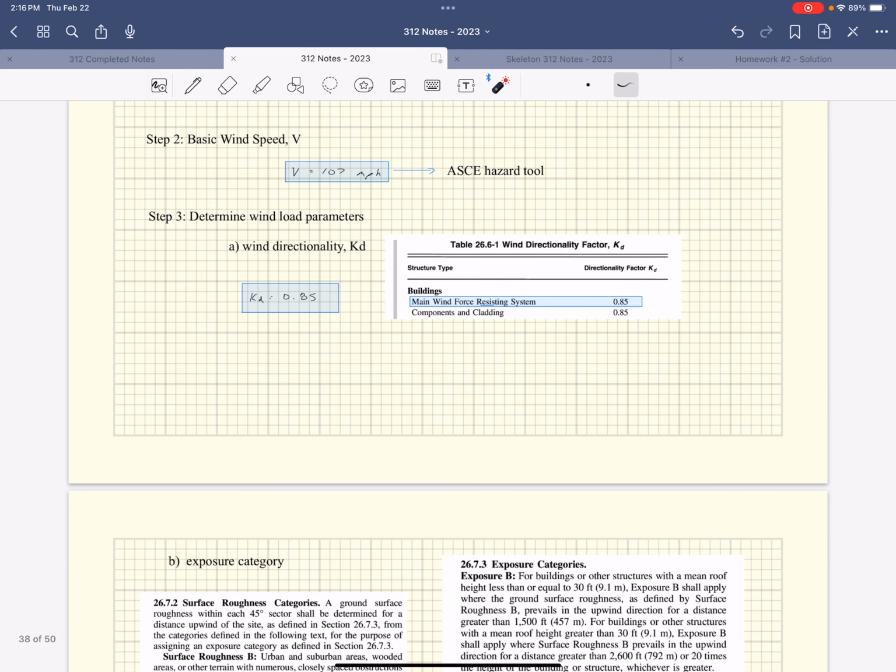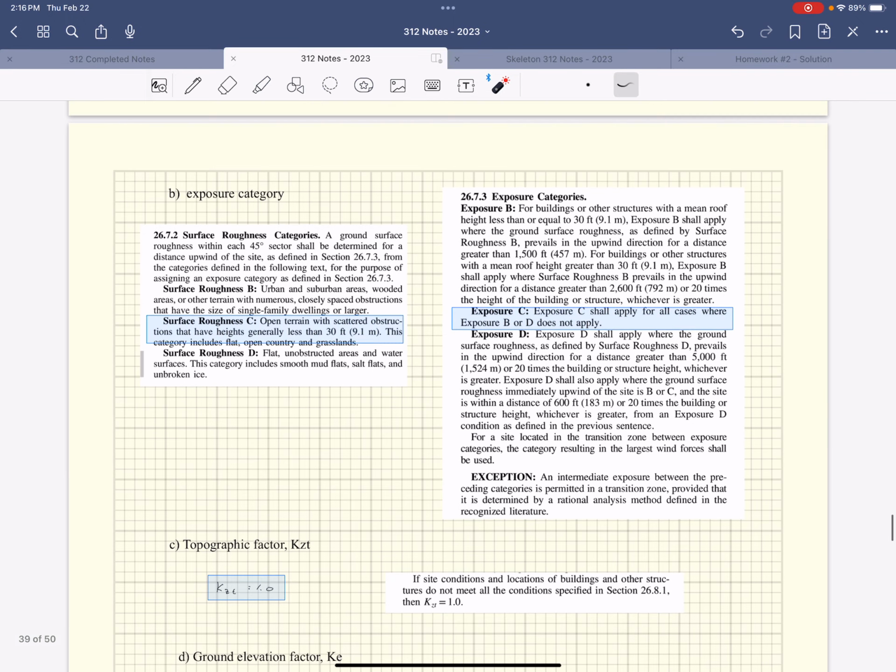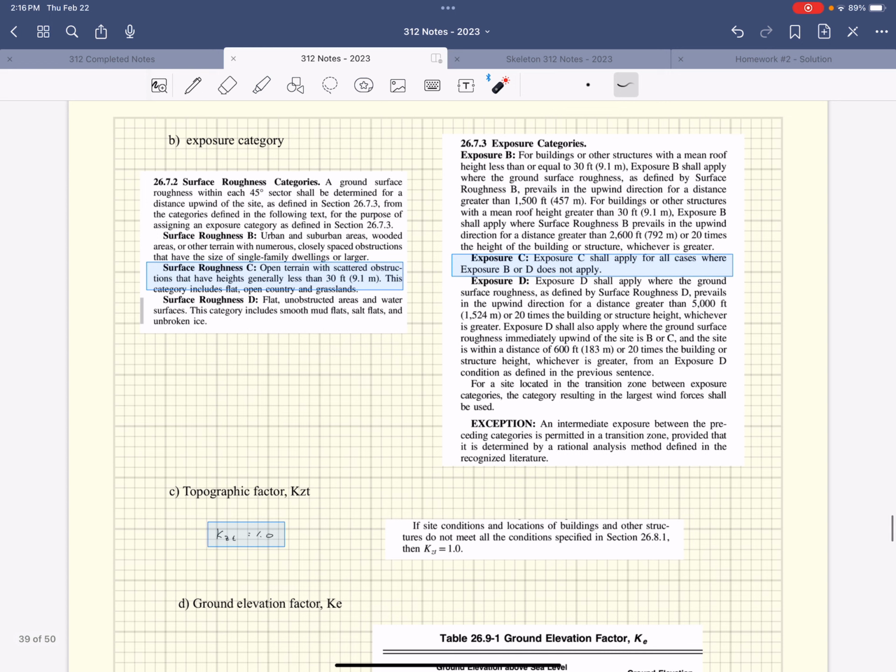The KD value, right now we're going to go through and determine all these parameters. The KD value for all buildings and the main wind force resisting system is just 0.85, so our KD is 0.85. The exposure category in the wording is open terrain with scattered obstructions, so it's going to be exposure or surface roughness C. Then you come over here and you'll see that, you can read through these things if you want, but you can see that exposure category C lines up with the surface category C. So we have exposure category C. That will play in a little bit later when we're calculating some values from a table.